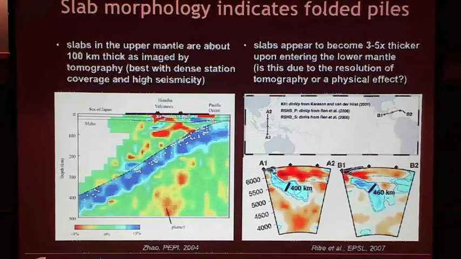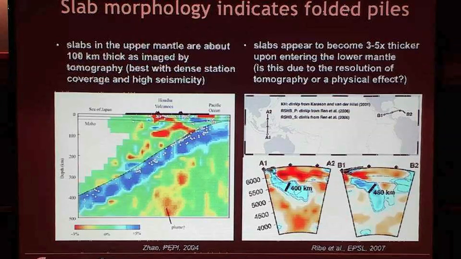Okay, so like I said, here's a nice picture. It's very clear this is a 100 kilometer thick slab that's subducting in the upper mantle. But when you get down to the lower mantle, well, these features are 400 to 500 kilometers thick. Okay, but they were just up there. They were 100. And so what happened? They are thickening by a factor of 3 to 5 times. And this is something Quentin mentioned about the mechanical folding.